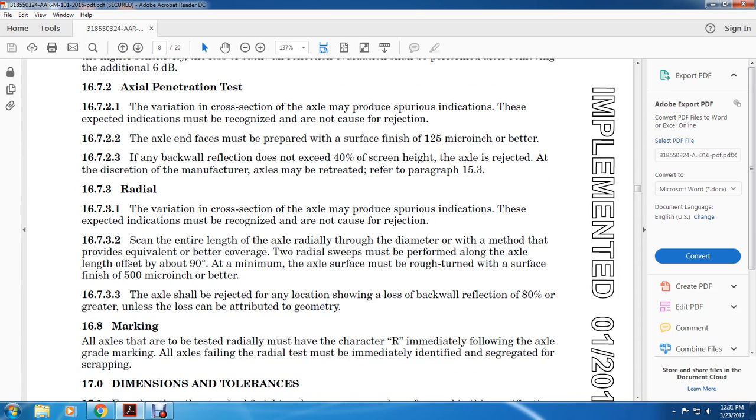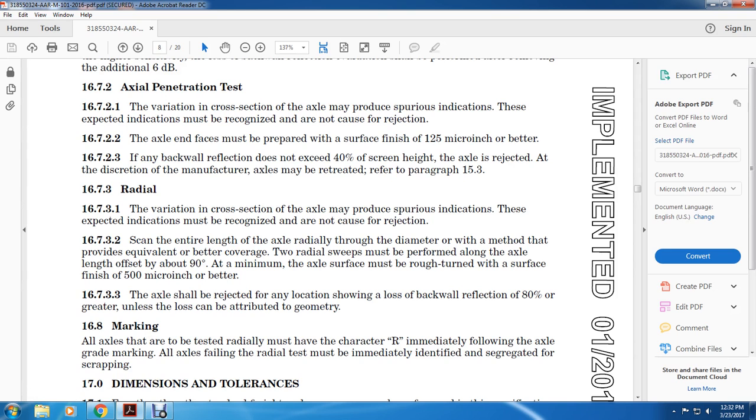16.7.3 Radial. Variations in the cross-section of the axle may produce spurious indications. These expected indications must be recognized and are not cause for rejection. Scan the entire length of the axle radially through the diameter, or by a method that provides equivalent or better coverage. Radial sweeps must be performed along the length of the axle at offsets of 90 degrees minimum. The axle surface must be prepared with a surface finish of 500 micro-inches or better. The axle shall be rejected for any location showing a loss of back wall reflection of 80% or greater, unless the loss can be attributed to geometry.